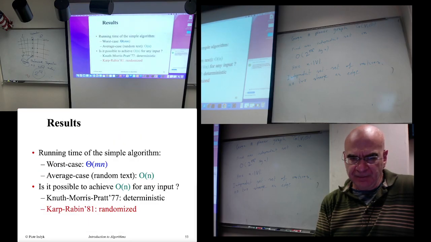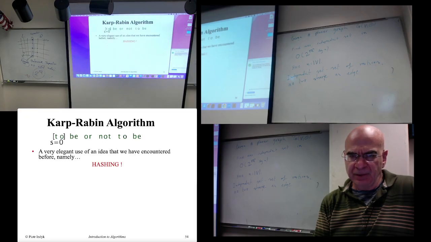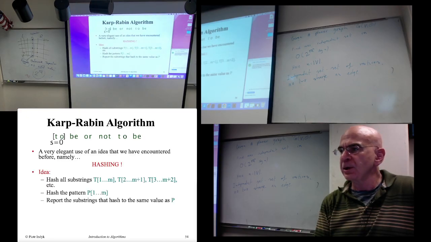Rabin algorithm, Rabin-Karp. We played with this. You had a homework question that asked how many primes do I need to collect if I want to match a substring of file 1 to a substring of file 2.